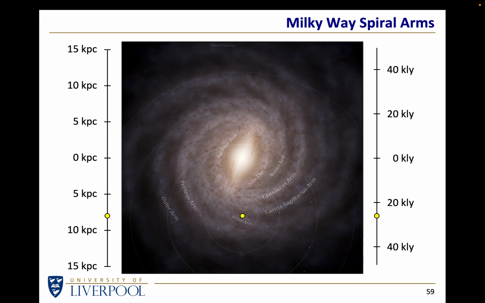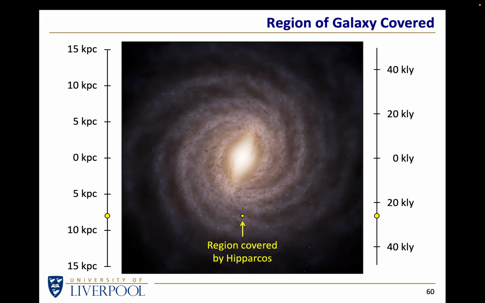Let's remind ourselves what the Milky Way actually looks like. There's the Milky Way with its spiral arms labeled. We're in the Orion arm, what used to be called the Orion spur, and that's us there. The region covered by Hipparcos was everything inside that yellow circle. Tiny. 100,000 stars is a tiny fraction of the Milky Way.